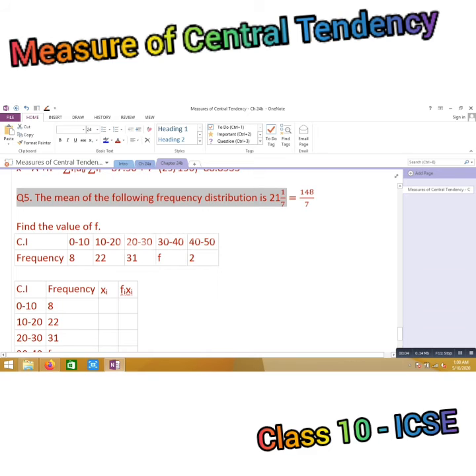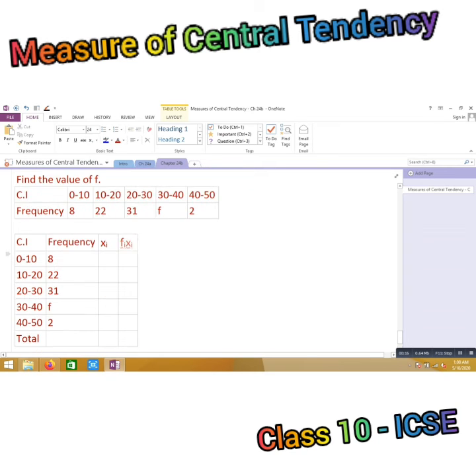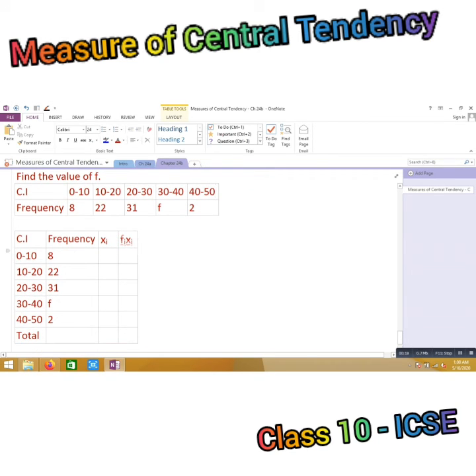Next, question 5, the mean is already given. It's a mixed fraction, so we need to convert to improper. That's 148 by 7. But one of the value of frequency is missing. It's denoted as f, so we need to find the value of f. So this is direct method. We can find the value of f.